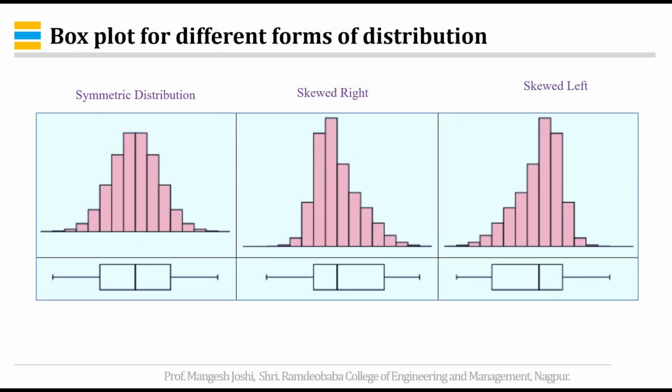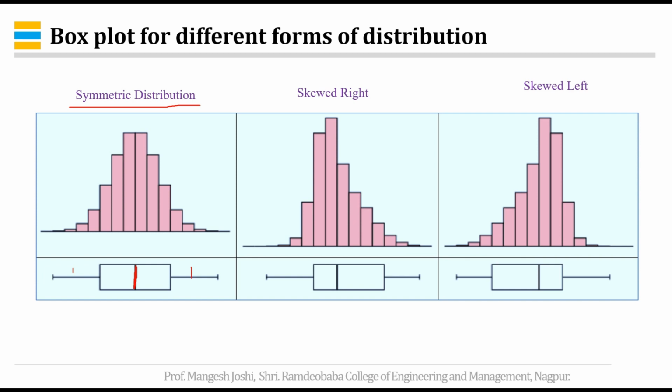So now this box plot for different forms of distribution. If you observe the first case, that is a symmetric distribution, you have the median at the center of the box, which is a symmetrical, perfectly normal distribution in which the length of the left whisker and right whisker are the same, right?